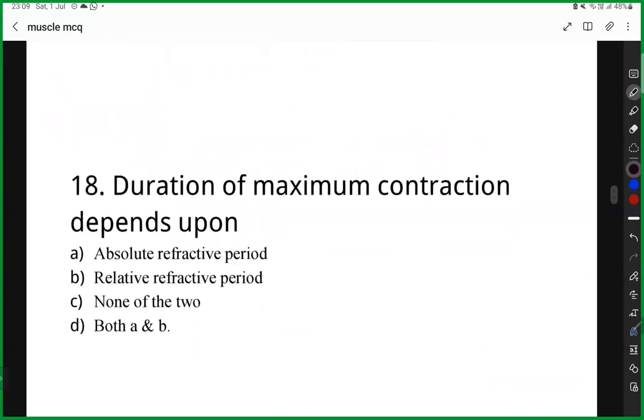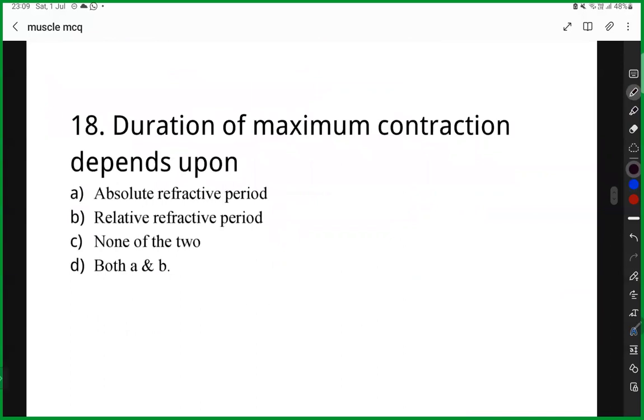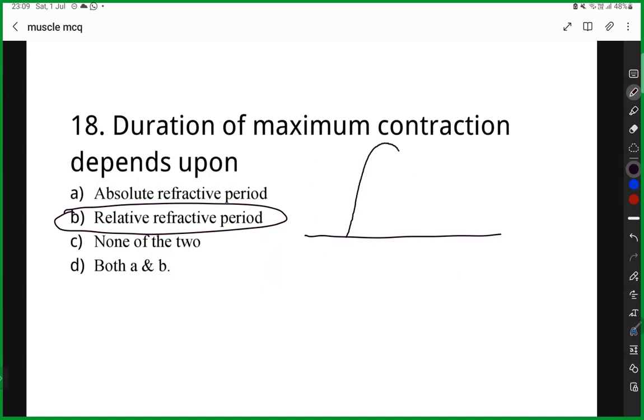Next question. Duration of maximum contraction depends upon relative refractory period. I'll tell you what is relative and what is absolute. Absolute: no stimulus, no matter how strong it is, will excite the muscle during the absolute refractory period. So at this point, there is no contraction. Slowly, a contraction is going to take place. Then there is going to be relaxation. While this is going to get relaxed, until it finally gets relaxed and attains minus 70 millivolt, the resting membrane potential, however strongly you give a stimulus, it is not going to do any action.